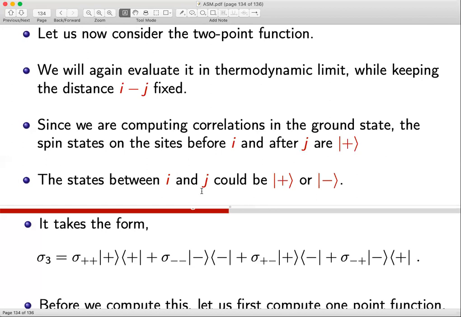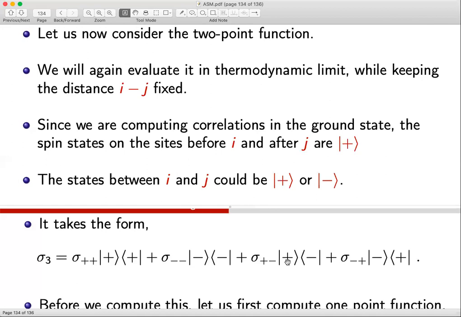Contrast that with the second possibility, and that is that at the ith site, instead of sigma plus plus clicking, you have a sigma plus minus clicking. If sigma plus minus clicks, then the spin at site I actually swaps the configuration from plus state to minus state. And then after that, since the transfer matrix is diagonal, I plus 1, I plus 2, I plus 3, and so on, all of them are minus states until you hit j. Up to j minus 1, they are all minus states.